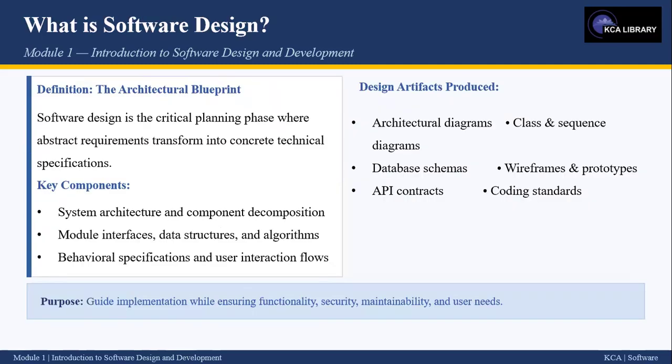So, what is design? Think of it as the architectural blueprint. It is the critical planning phase where we create technical specifications. We aren't writing production code yet, we are defining our system architecture, choosing our data structures, and drafting API contracts. The goal here is to guide future implementation while ensuring security, maintainability, and most importantly, meeting the user's needs.